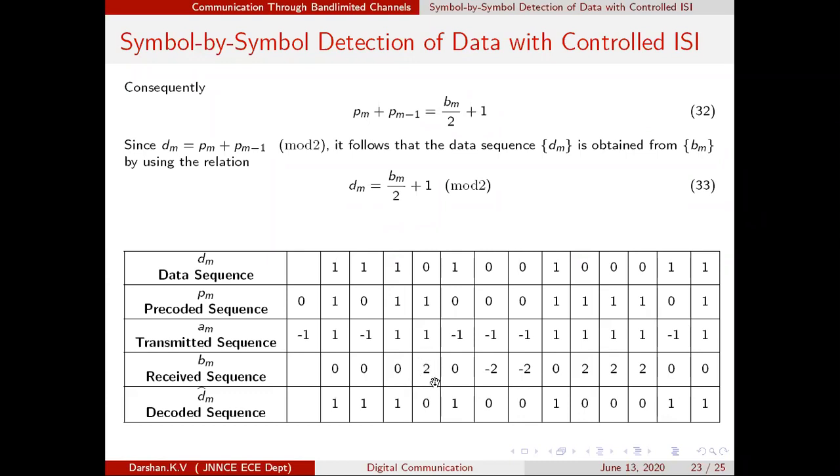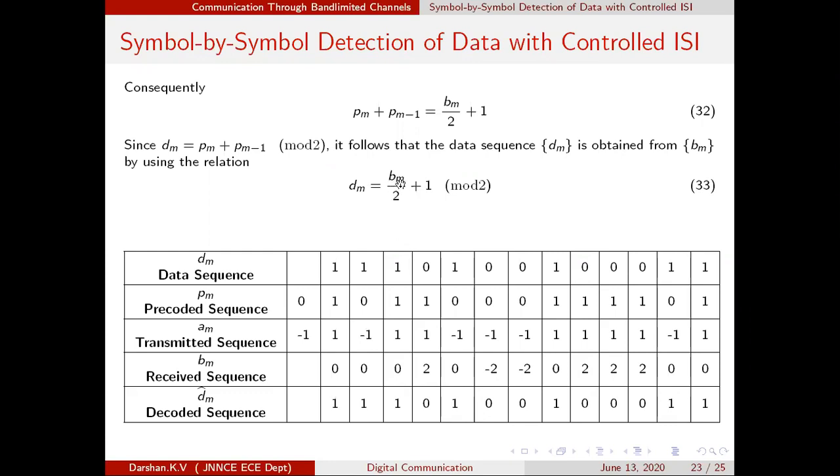How will you detect the original data from the received sequence? How will you perform the detection? As per this equation, that is Bm by 2 plus 1, modulo 2. Okay, that is equation 33. So whenever you are having Bm as 0, 0 by 2 plus 1, that is 1. 1 modulo 2 is 1. So whenever Bm is 2, 2 by 2 is 1, 1 plus 1 is 2, 2 modulo 2 is also 0.